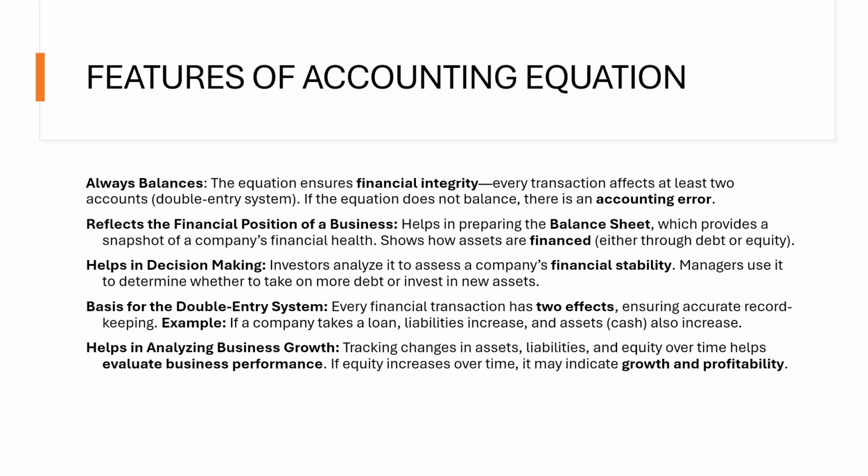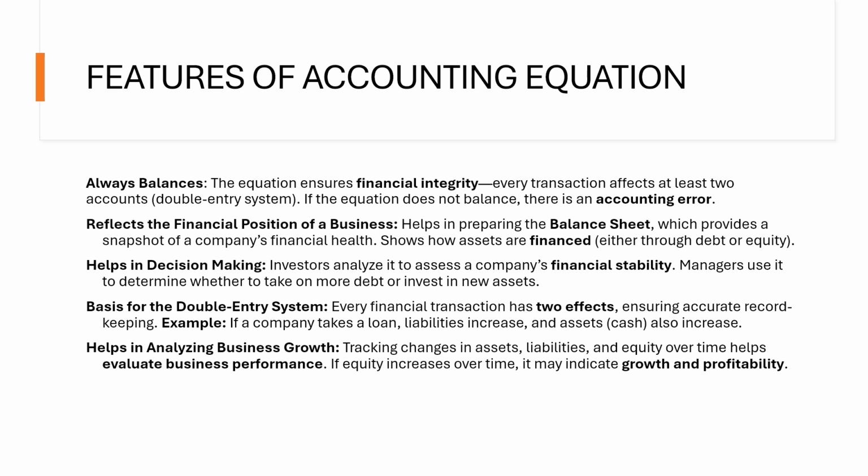This can help in preparing the balance sheet, which provides a snapshot of the company's financial health, which we will study in our future lessons. It can help decision makers or investors analyze the financial information to assess the company's financial stability. Managers can also use it to determine whether to take on more debt or invest in new assets. This is also the basis for the double entry system. Every financial transaction has 2 effects, ensuring accurate record keeping.